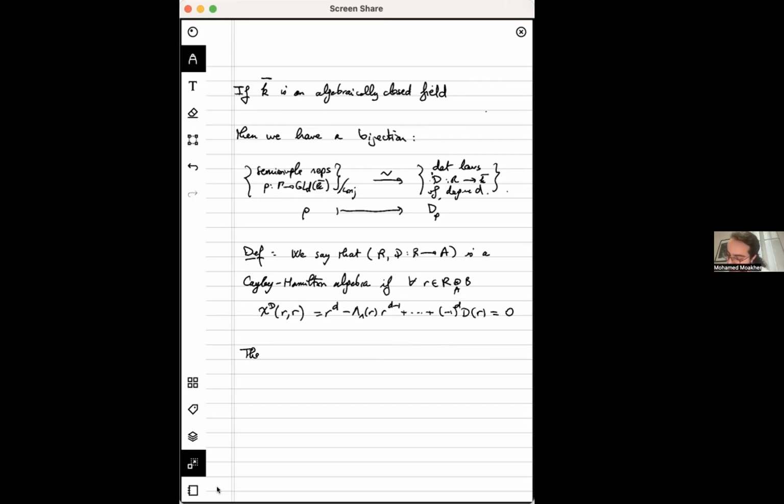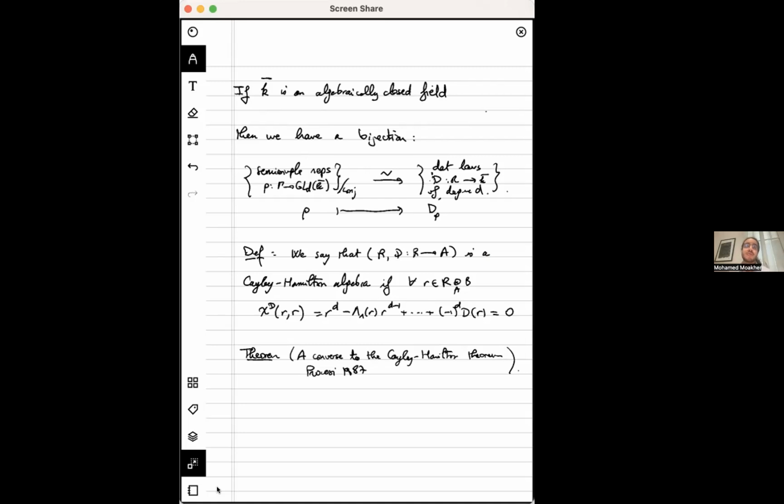And the theorem that I wanted to tell you about is some sort of converse to the Cayley-Hamilton theorem, which is due to Procesi in 1987. When he started thinking about these things, he was interested in the following question: how can we determine if a given A-algebra can be embedded inside of a matrix algebra?